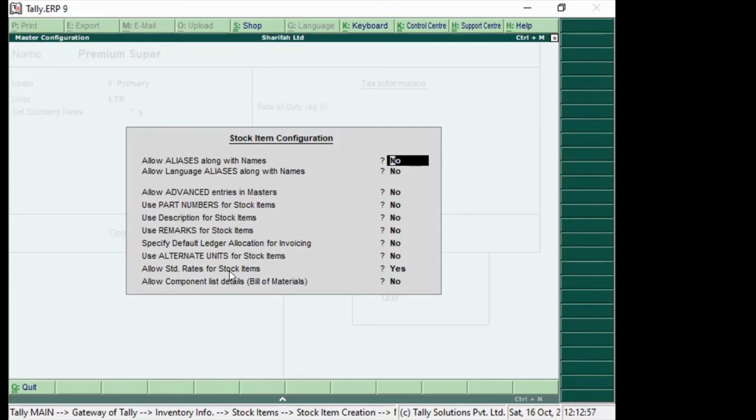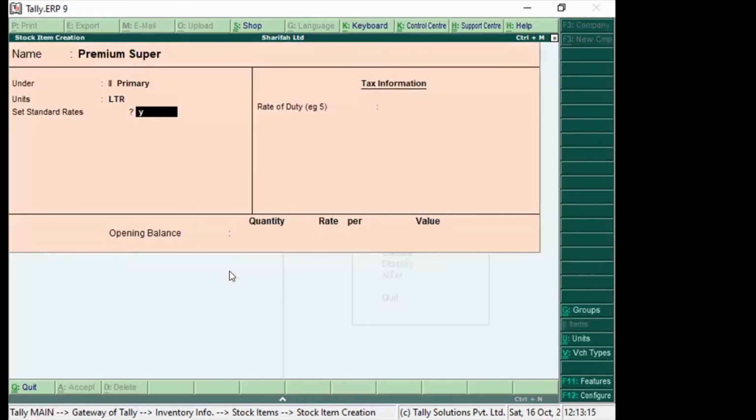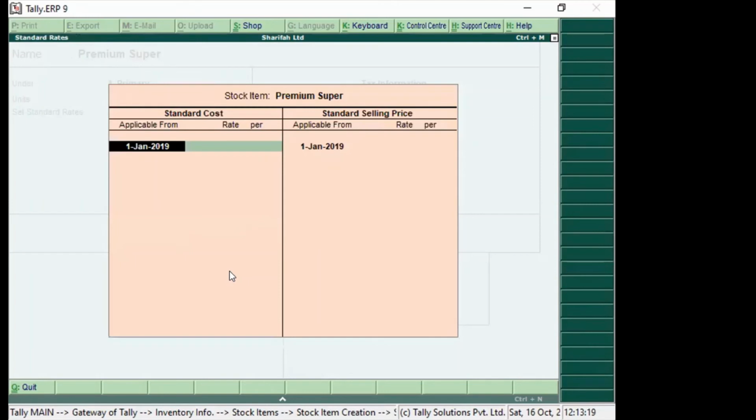Actually, even if you've not done anything, but you're in stock items, when you press configure, it will bring those options. You allow standard rates for stock items. Say yes and then finish. When you put there yes, it will bring that window. For premium super, you enter again.